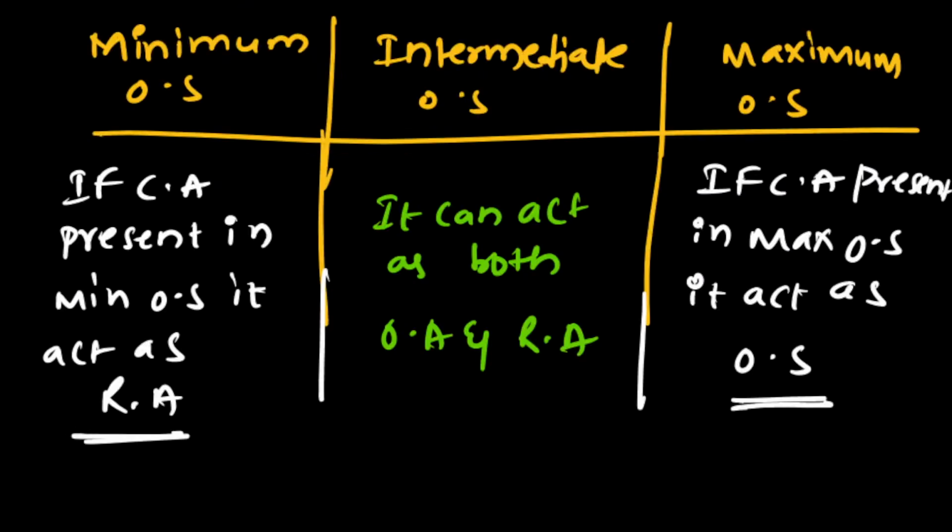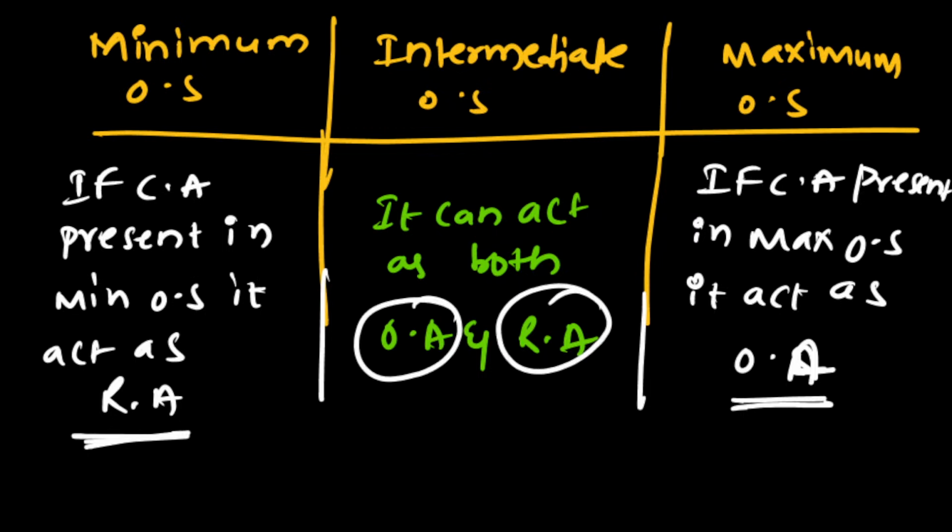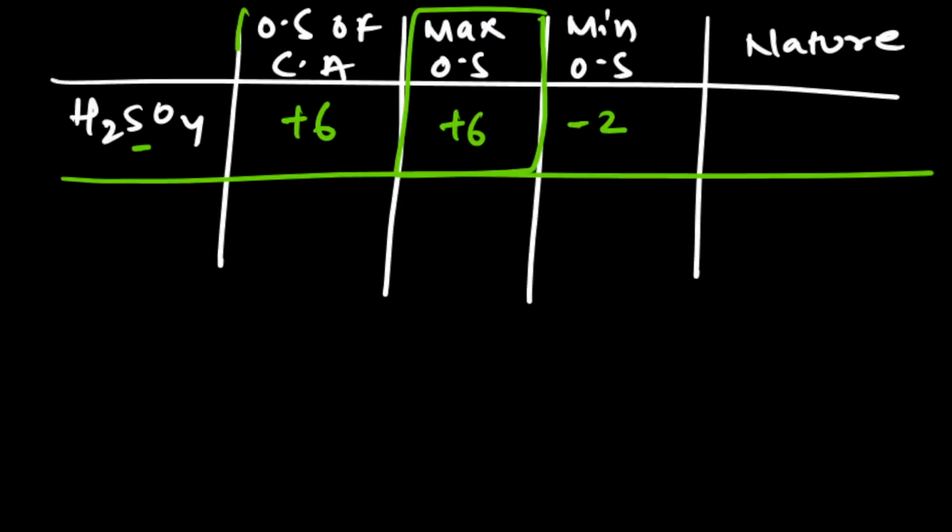H2SO4, what I said, if you remember: if the central atom is present in maximum oxidation state, it will act as an oxidizing agent. If the central atom is present in minimum oxidation state, it will act as a reducing agent. If it is present in between minimum and maximum, then it will act as both oxidizing agent and reducing agent. Now, same here. H2SO4 is present in the maximum oxidation state. What is the nature I am asking? Nature means whether it is acting as an oxidizing agent or reducing agent, or it will act as both.